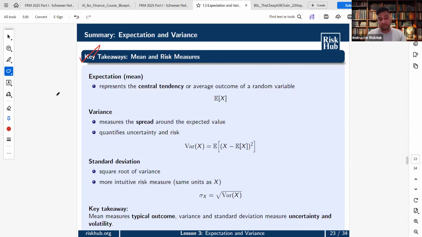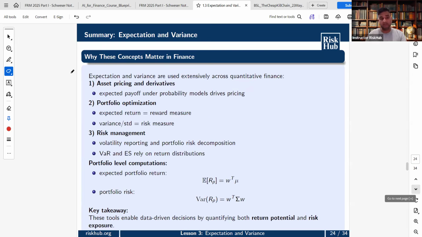Please understand, where statistics has mean, in finance we use expected return; for variance we use risk; for standard deviation we use volatility; for covariance, co-movement; for correlation, diversification. Then we get into why these concepts matter in finance, because this is the grand conclusion of the lesson.